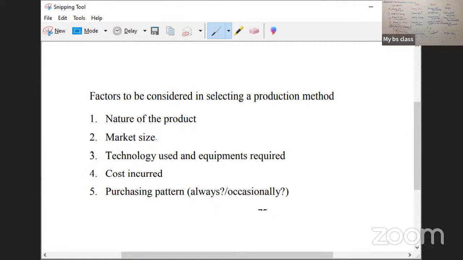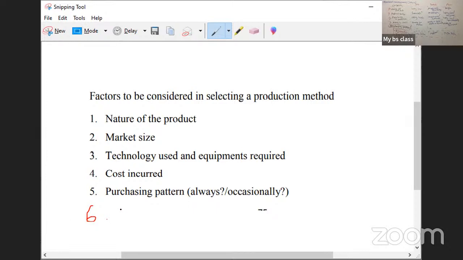And also the technology used and the equipment required. And the cost incurred. And also the purchasing pattern. And also something like the convenience in obtaining resources. Without resources, job production becomes difficult. Why? Because for a flow production, you require a large quantity of materials, and the machinery will be waiting till you get the resources.